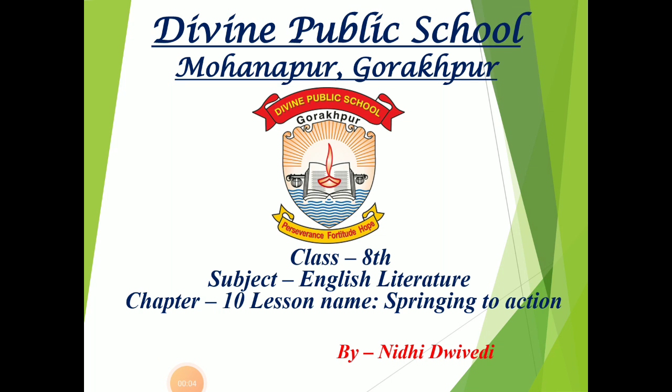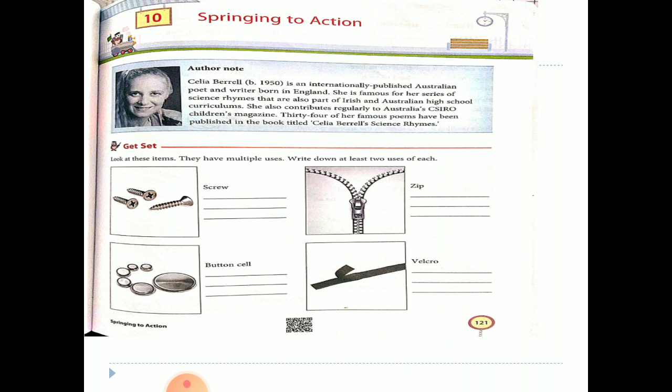Today I am going to give you the explanation from your Prime English lesson number 10. Lesson name is Springing to Action. Students, basically it's a poem and I would like to give you the introduction of a poet who has written this poem. Now, first we will have a little intro about Celia Berrill, who has written this beautiful and scientific poem.